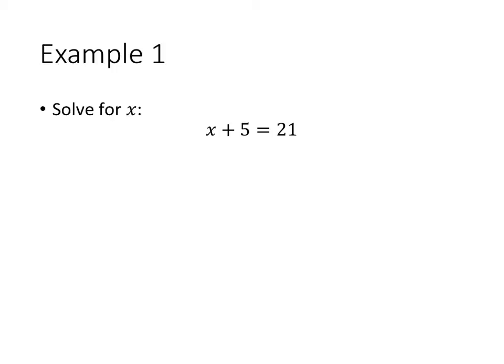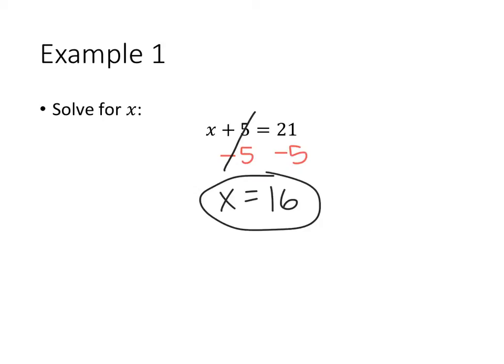So in this example, we have x plus 5 equals 21. Notice that the operation that's happening here is that 5 is being added to x. So the opposite of adding 5 is subtracting 5. So the operation we want to do to both sides of our equation is to subtract 5. On the left-hand side, the 5's cancel out, and we just get x. And then on the right-hand side, all we have to do is compute 21 minus 5. That works out to be 16. And we're done. Just one step.